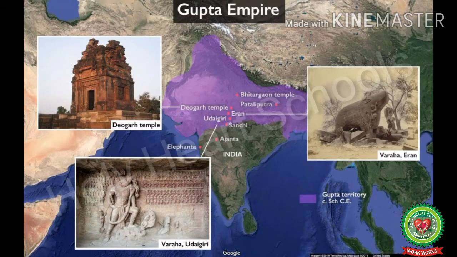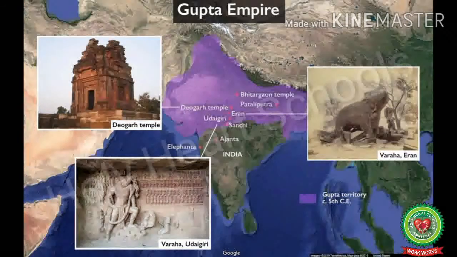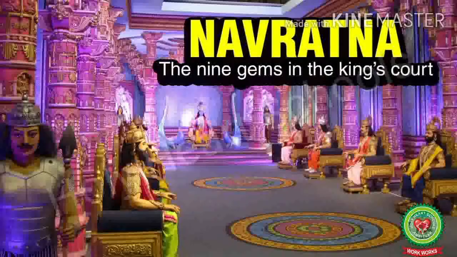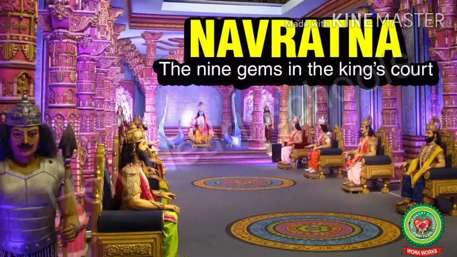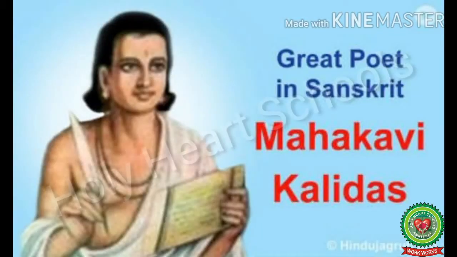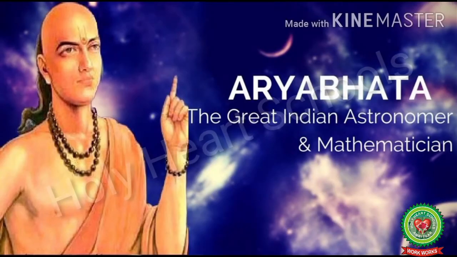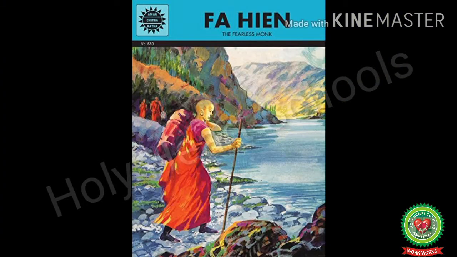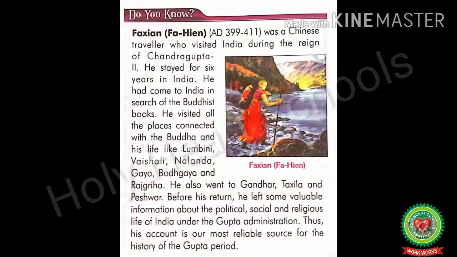So children, Chandragupta II was a great patron of art and literature. His court was adorned with nine gems or Navratna, which included the great poet Kalidas and the astronomer Aryabhata. The Chinese traveller Fa-Hien, who visited India during Chandragupta II's rule, gave us valuable information related to the Gupta Empire. Now, children, see the Do You Know box.